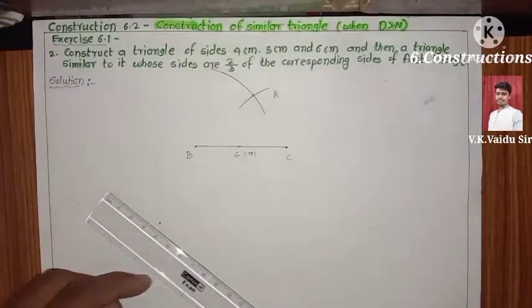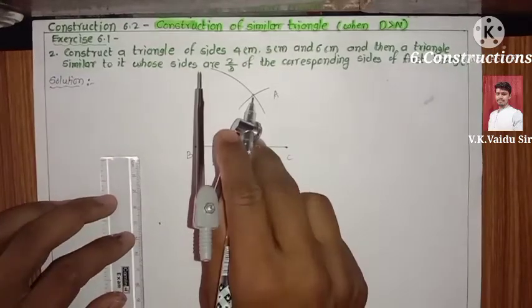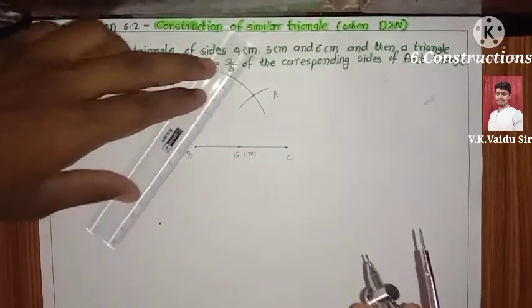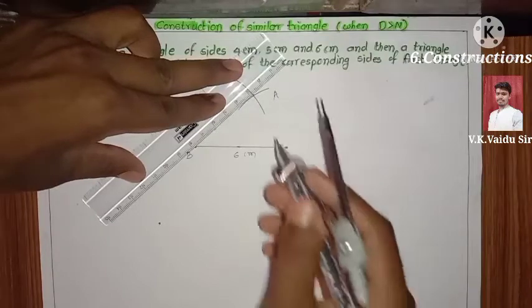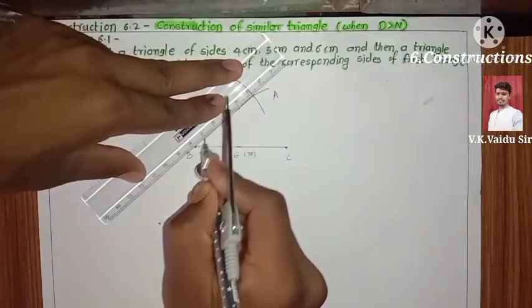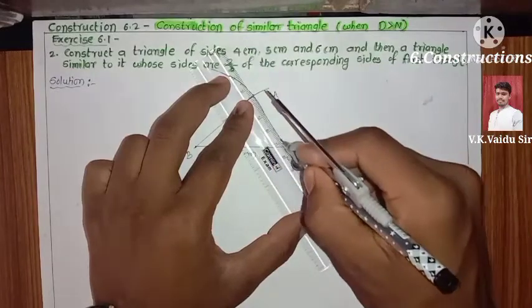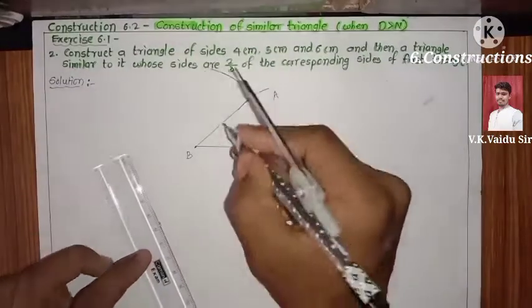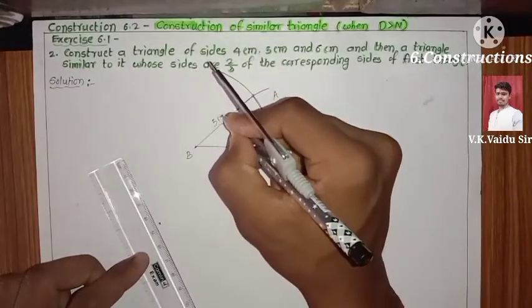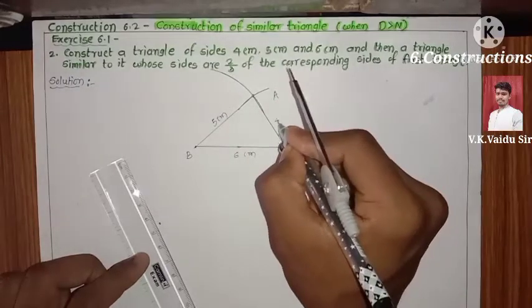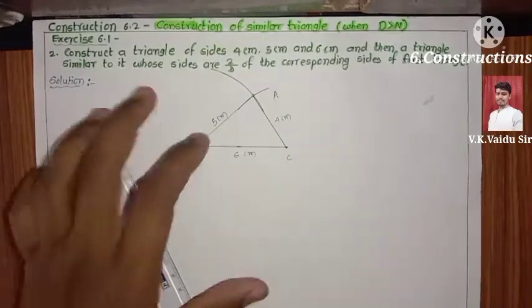Now what is the fourth step? Join the intersecting point A with B and C. If you join, we get the given triangle ABC. Here AB is 5 cm and AC is 4 cm, which is the given triangle.